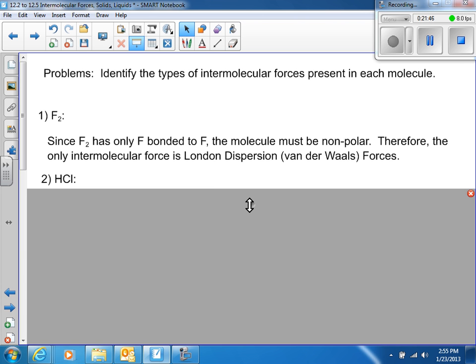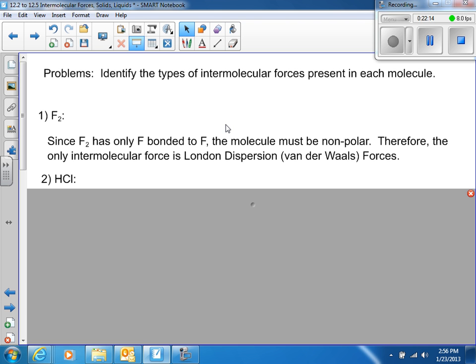On to HCl. So this time, again, normally you would have to draw your Lewis structure. When you have only 2 atoms, you don't have to draw the Lewis structure at all. You just have to check the electronegativity difference. If the difference in electronegativity between the 2 atoms is greater than 0.4, you know that you have a polar bond. And if there's only 2 atoms, there's only one bond. If the bond's polar, the whole molecule is polar.